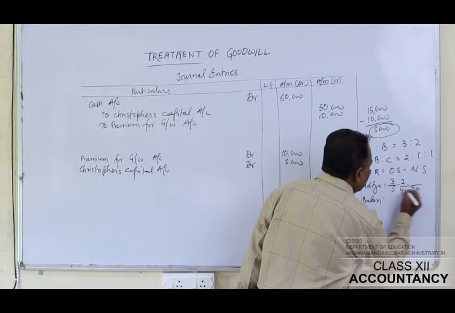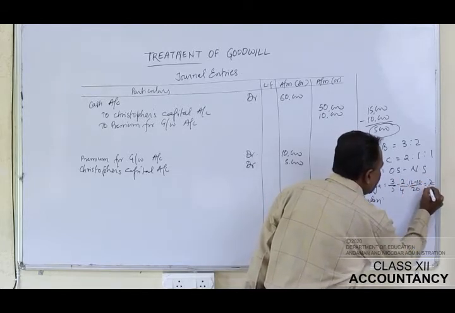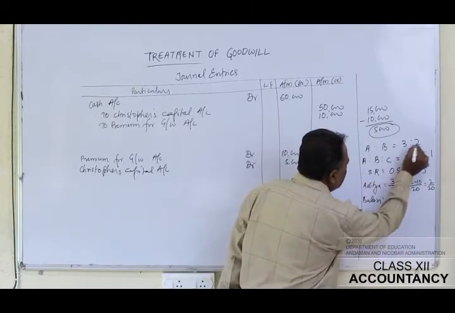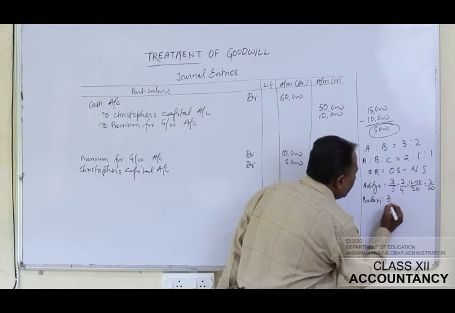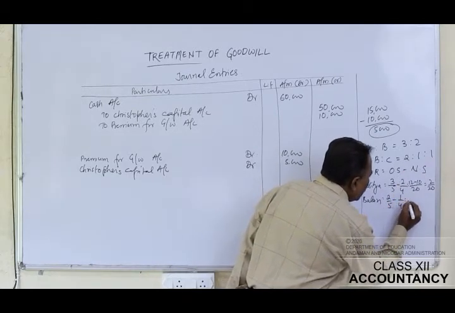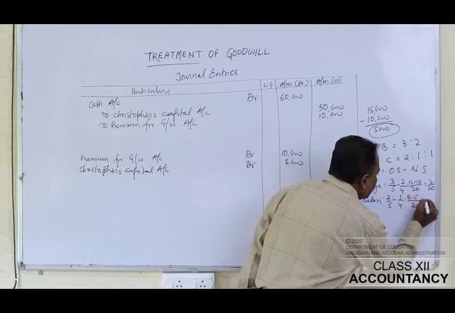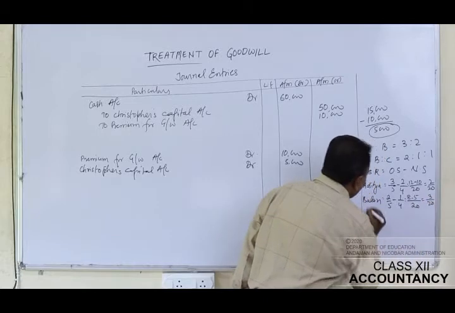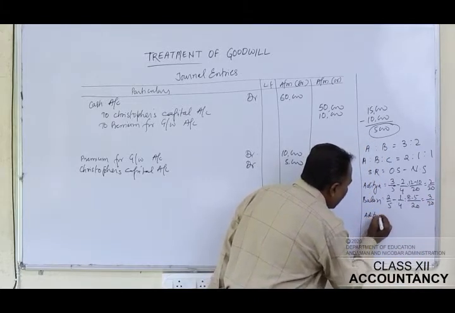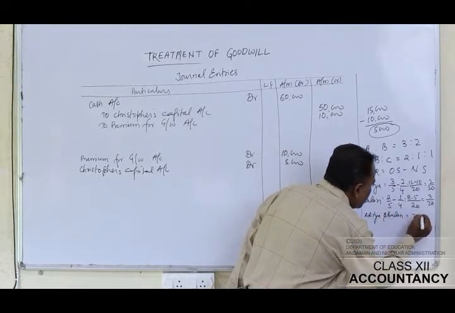So it is 20. 12 minus 10 is equal to 2/20. Now we will talk of Balan. Balan's old share in the profit was 2/5 and the new share was 1/4. So 8 minus 5 is equal to 3 by 20. So, the sacrificing ratio of Aditya and Balan is 2:3.